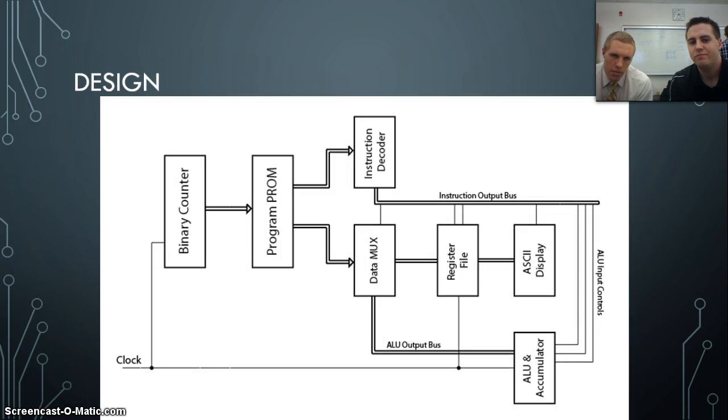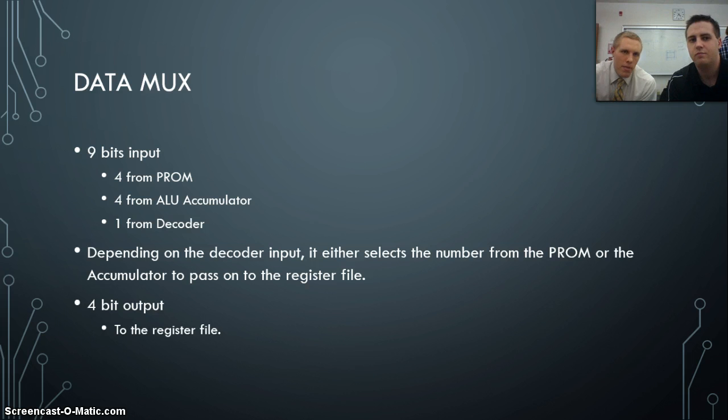Okay, so next we'll describe real quickly what the data mux does. The data mux takes in 4 bits from the PROM and 4 bits from the ALU accumulator, and then it also takes one selector bit from the decoder. And based on the input, it passes the information it gets from the PROM or the ALU into the register file to be stored or used in whatever context you'll want to use it in.